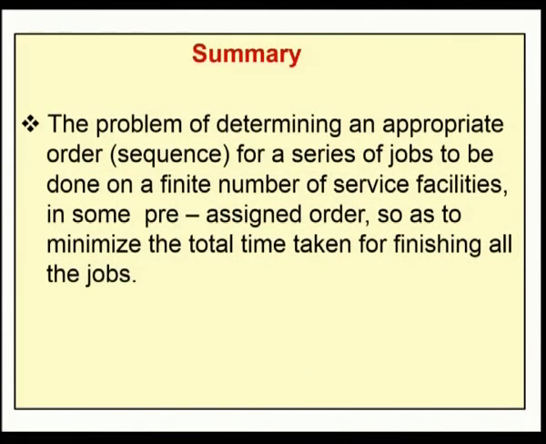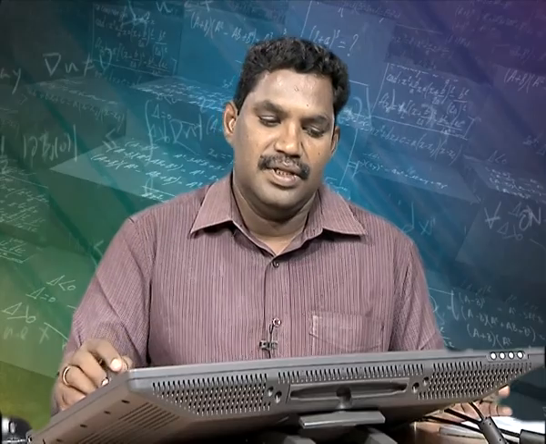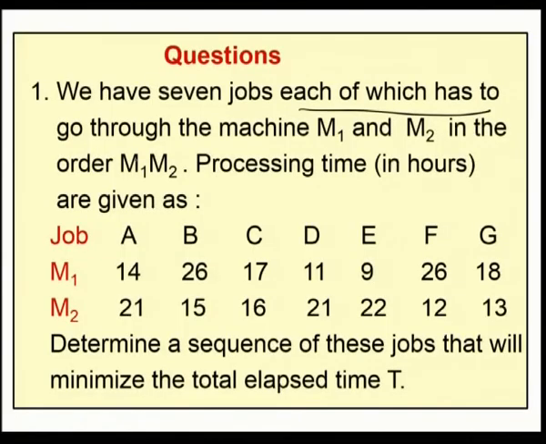So a sequencing problem is finding an appropriate order for a series of jobs to be done on a finite number of service facilities with some pre-assigned order, so that the total time taken to finish all the jobs is minimum. Question: we have 7 jobs and 2 machines. For these 7 jobs and 2 machines, find the optimal sequence and find the total elapsed time.